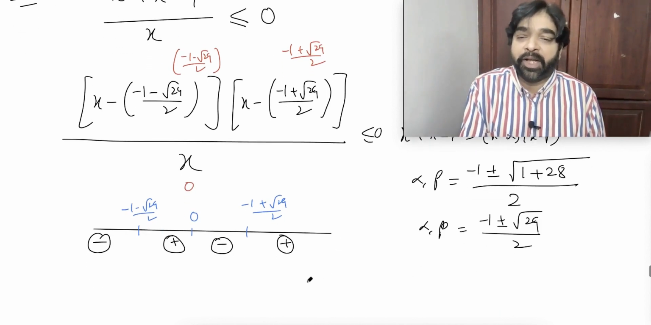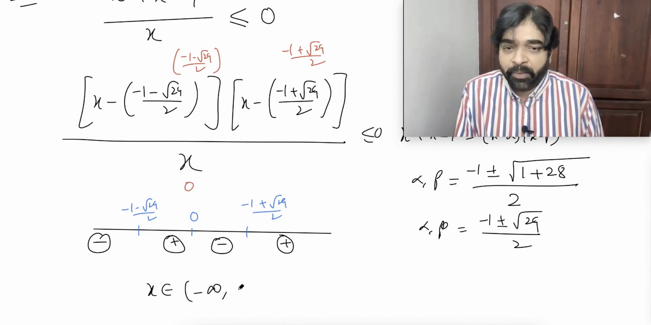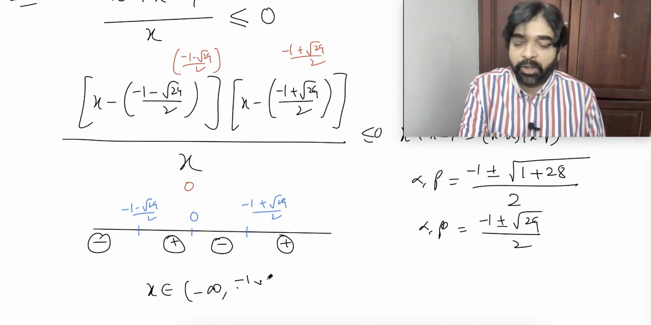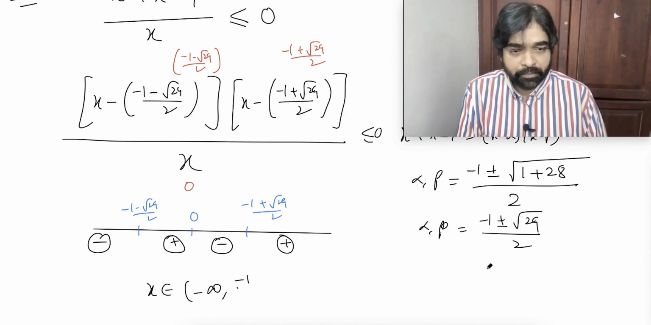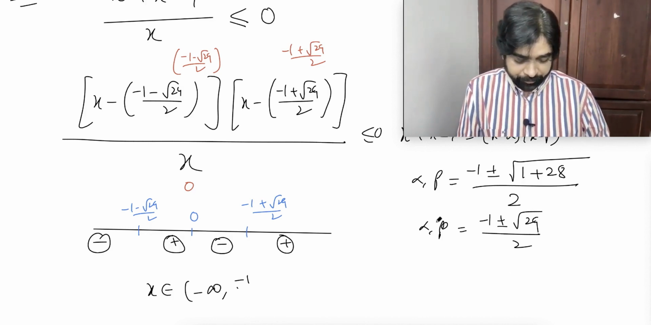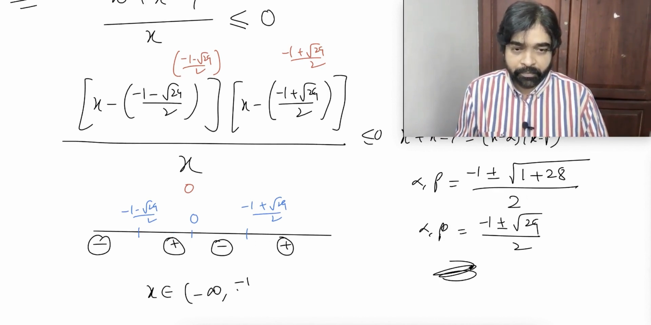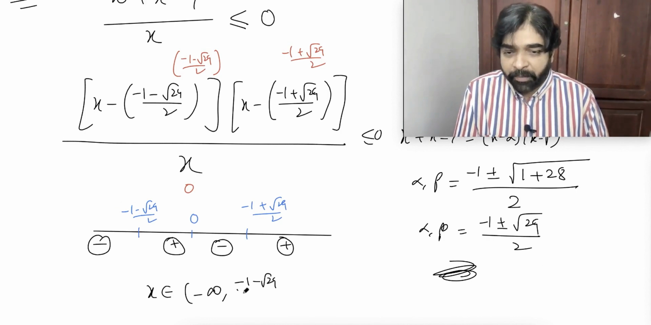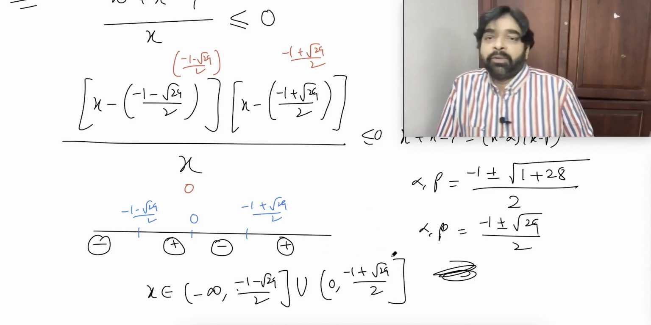And after that we want negative. So x belongs to minus infinity to minus 1 minus root 29 by 2, closed, because it is a numerator critical point, union 0 open to minus 1 plus root 29 by 2. I hope all of you are able to understand.